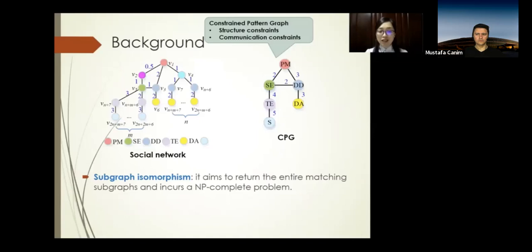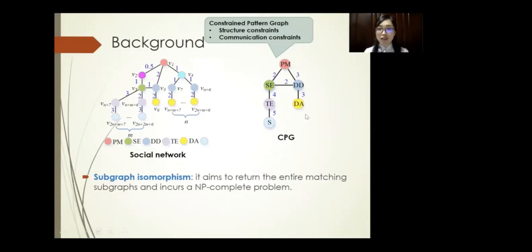Let's see an example. Suppose a project needs 6 types of people, including project manager, software engineer, database developer, test engineer, data analyst, and secretary. We can represent the task requirement as a constraint pattern graph called CPG. Each edge in the CPG is labeled with a value, indicating the communication cost of the two nodes in social networks should be no longer than the value. For example, a PM needs to be associated with a SE within the distance of 2. We will map the CPG to the social network to find a team that satisfies the task requirement.